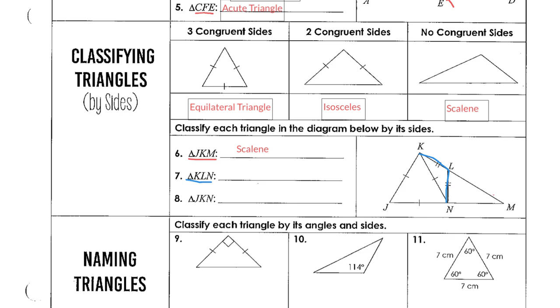It could be isosceles, but if we look at this third one, it is not the same. So I would say we're dealing with an isosceles triangle and not an equilateral triangle, because otherwise all three would be the same. So because two are the same and not the third one, this is an isosceles triangle.